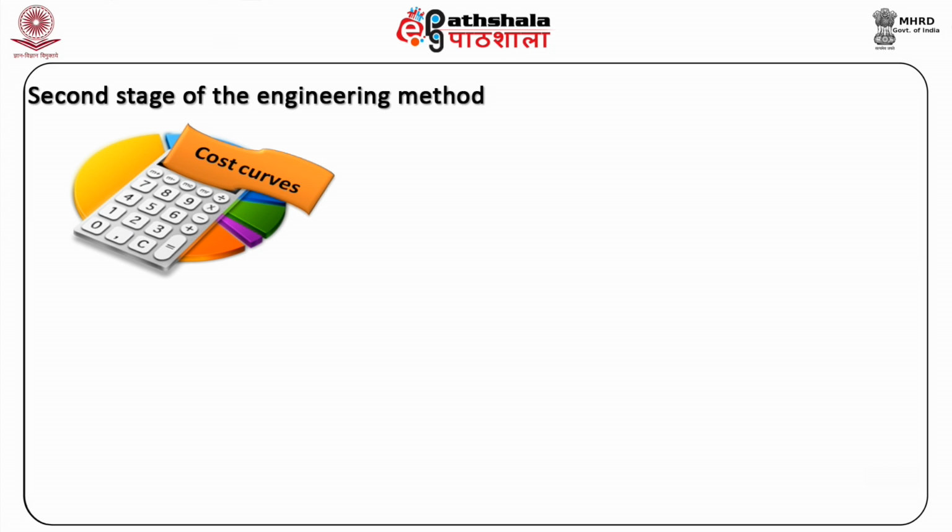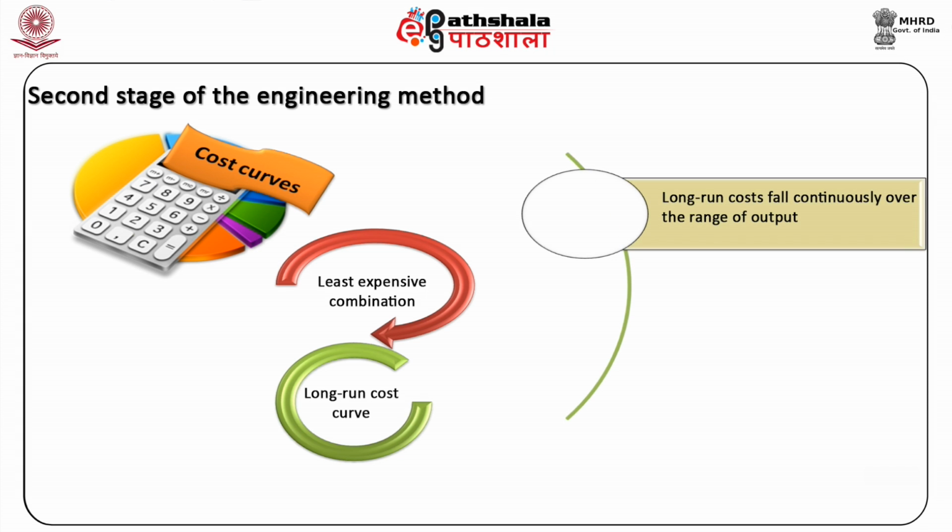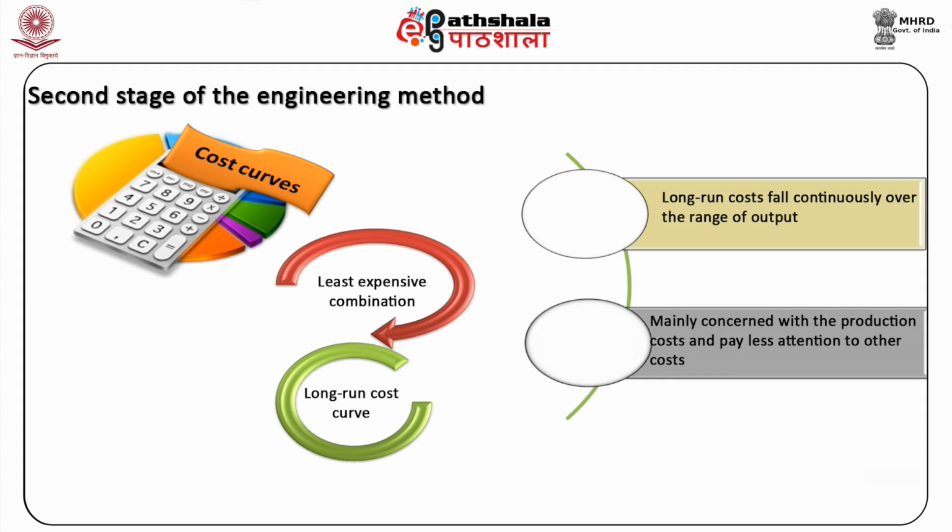Out of the various combinations of inputs to produce a given level of output, the least expensive combinations are chosen. The long-run cost curve is formed by the least cost combinations of inputs for the production of each level of output. The Cook and Booth study concluded that the long-run costs fall continuously over the range of output covered by the study. However, it should be noted that engineering cost studies are mainly concerned with the production costs and pay less attention to other costs.